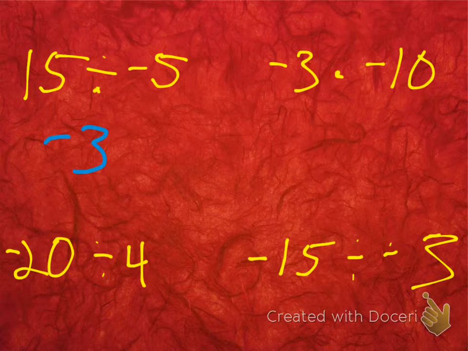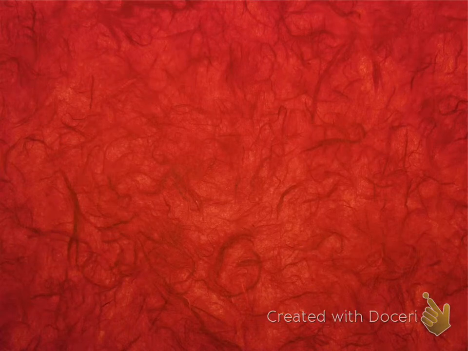Alright? Negative 3 times negative 10. What's 3 times 10? Are the signs different or the same? They're the same, so my answer is positive. Negative 20 divided by 4. What's 20 divided by 4? Are the signs different or the same? Different, so my answer is negative. Alright? And then negative 15 divided by negative 3. What's 15 divided by 3? 5. Are the signs different or the same? They're the same, so my answer is positive. That's the rules. Not too difficult.